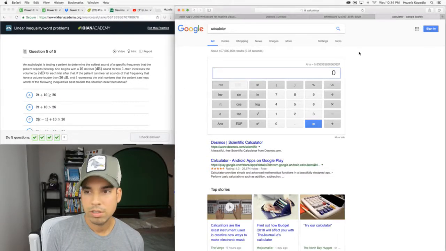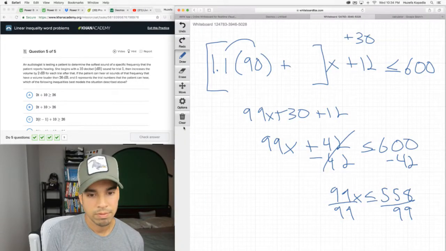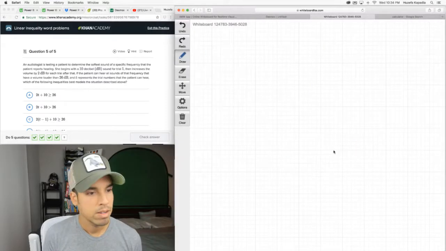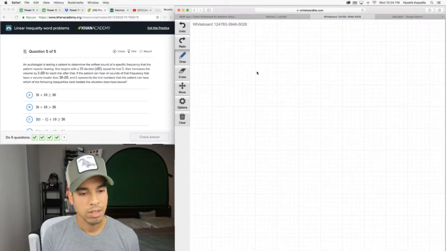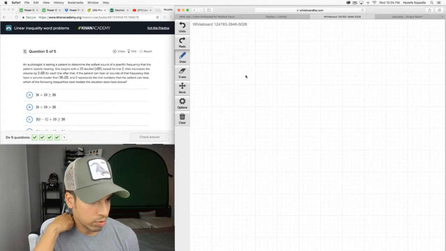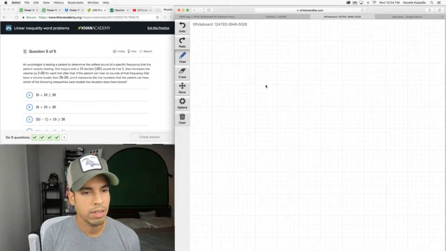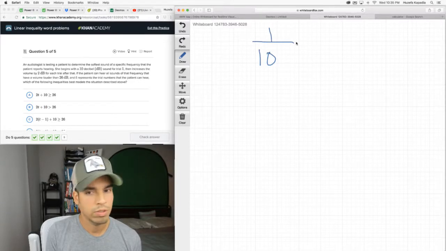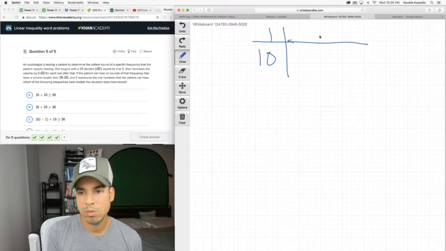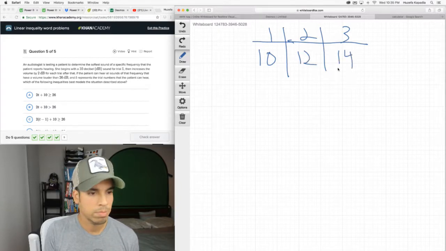And last question, question number 5. An audiologist is testing a patient to determine the softest sound of a specific frequency that the patient reports hearing. She began with 10 decibels for trial 1, then increases it by 2 decibels for each trial after that. So we'll just do a quick table. 2, 3, so it'd be 12. Then it's 14. It goes up by 2 each.